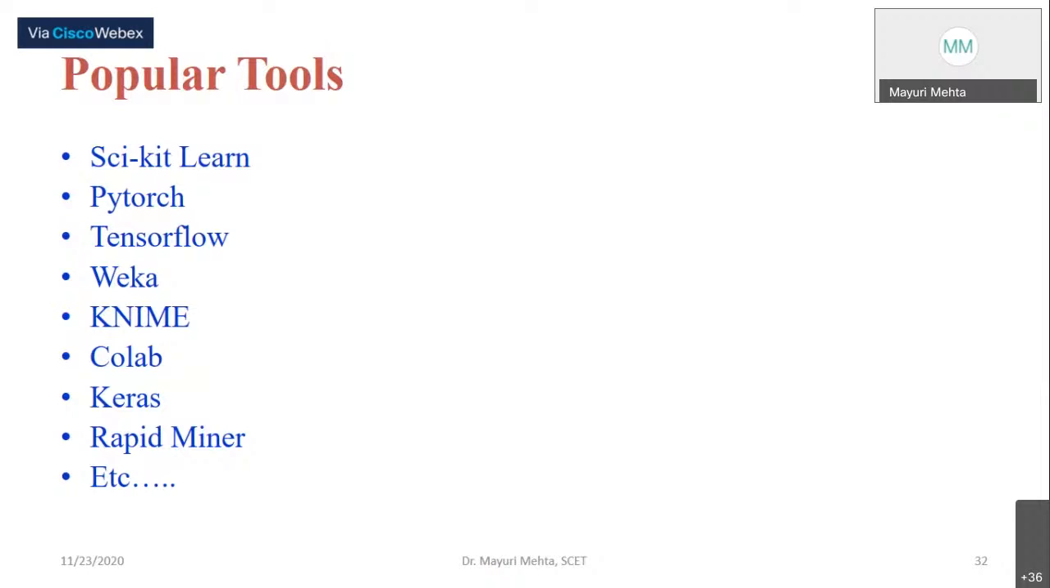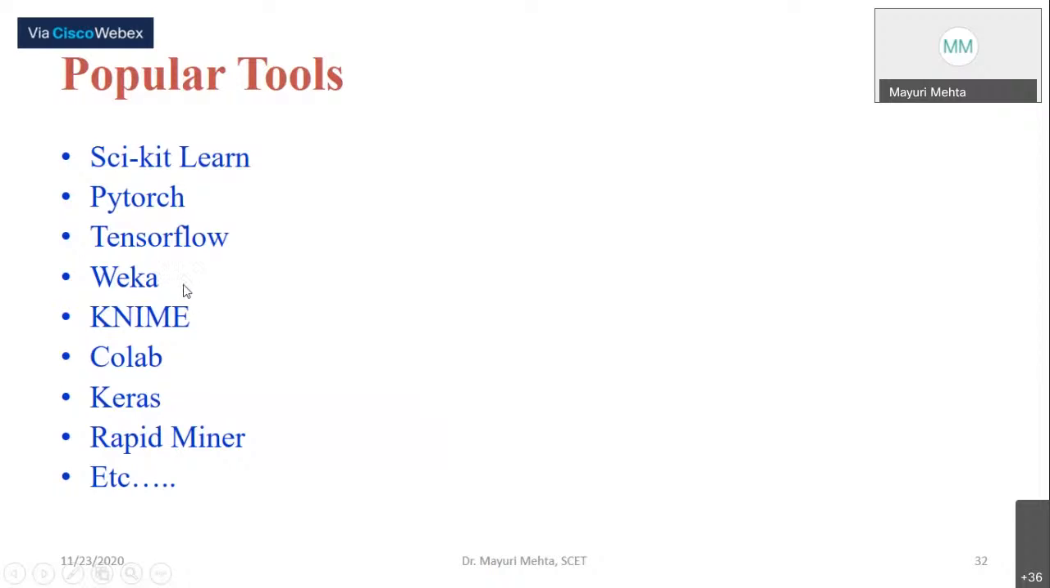Several tools are available and we can use them. These are some of the popular tools. You will find many tools in the literature: Scikit-learn, PyTorch, TensorFlow, Weka, KNIME, Colab, Keras, RapidMiner. So many tools are available. Some of them, like Scikit-learn, PyTorch, TensorFlow, Keras, are Python programming based. They are Python libraries to implement machine learning models.